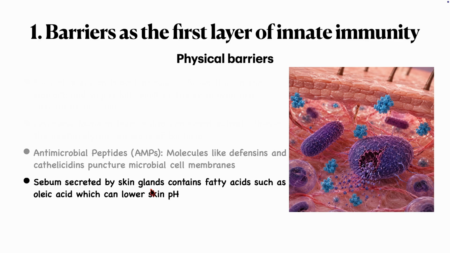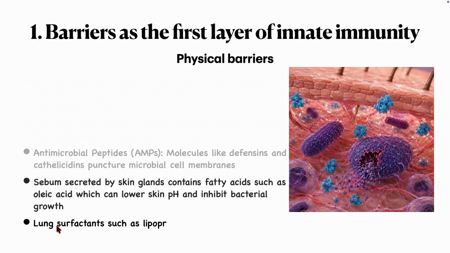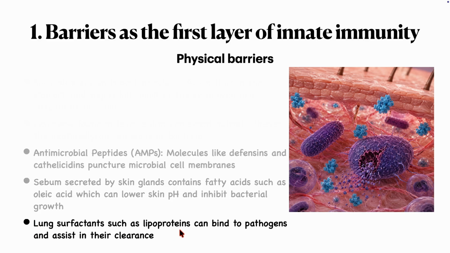Sebum, secreted by skin glands, contains fatty acids such as oleic acid, which can lower skin pH and inhibit bacterial growth. Lung surfactants such as lipoproteins can bind to pathogens and assist in their clearance.